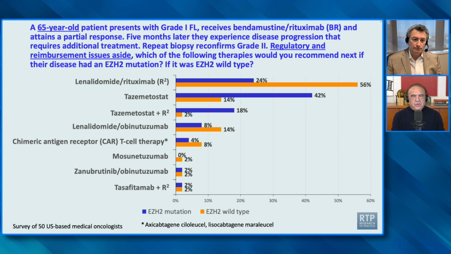Here's actually a case like that, a 65-year-old patient that we presented in this survey as a theoretical scenario, who gets BR but then relapses 5 months later requiring treatment. We asked these oncologists how they think through therapy in that situation, EZH2 mutant or not. It looks like even in spite of the fact they progress shortly after BR, if it's wild type, people are going with R squared. But if it's mutated, at least the oncologists say tazemetostat. What do you say?